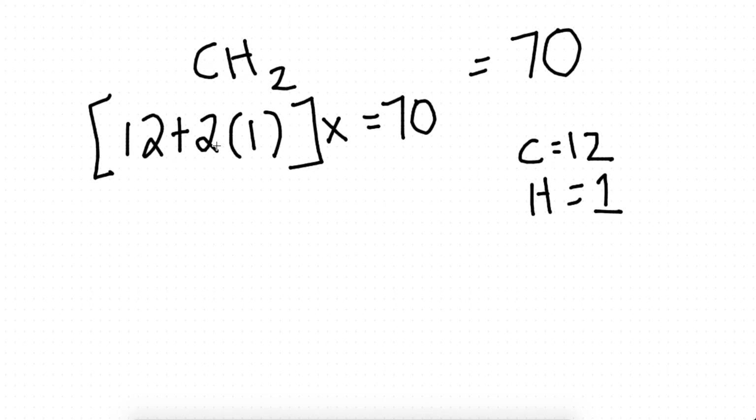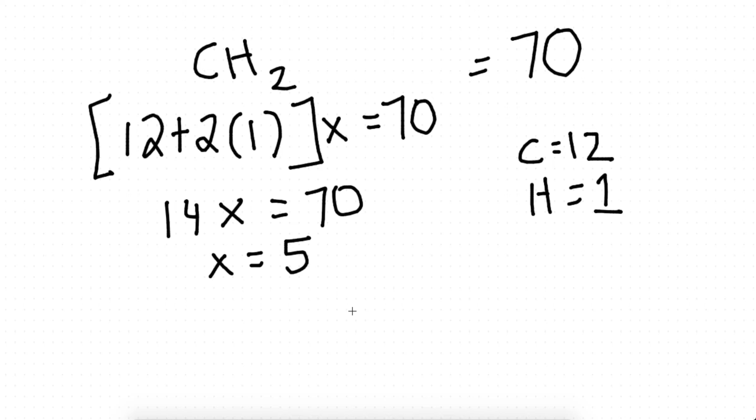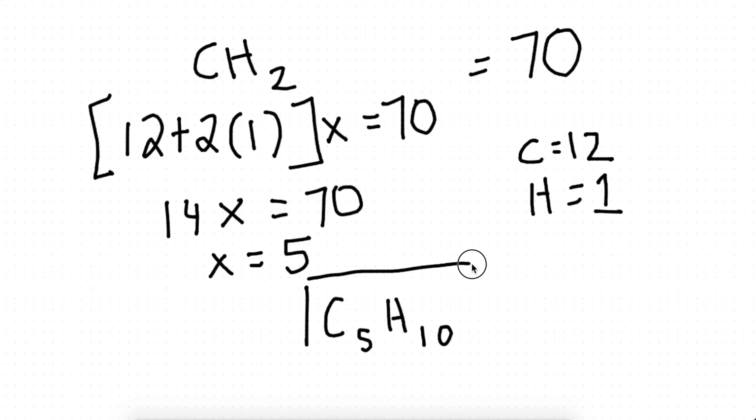So we do this step by step. 12 plus 2 is 14. 14 times x is 14x equals to 70. What is the factor? X equals to 70 divided by 14, which is 5. So now we have the value of the factor. We multiply that with each number at the bottom of each element. So we have C1H2. So we end up getting C5, H 2 times 5, which is H10. This is our molecular formula, students. Does this make sense? Let's do another one, students.